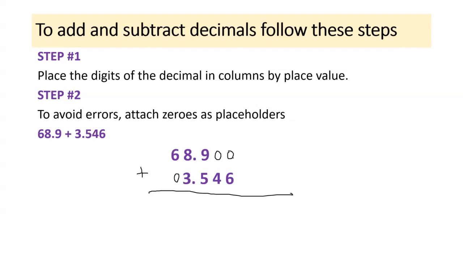Let's go ahead and start adding from the back. 0 plus 6 is 6. 0 plus 4 is 4. 9 plus 5 is 14. Write the 4 here and carry 1. The decimal will stay where it is. 8 plus 3 is 11. 11 plus 1 is 12. Write the 2 and carry 1. 6 plus 1 is 7. Our final answer looks like 72.446.